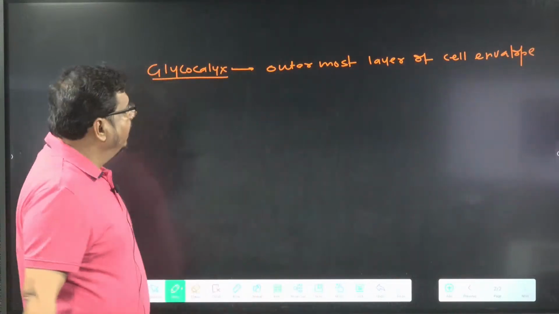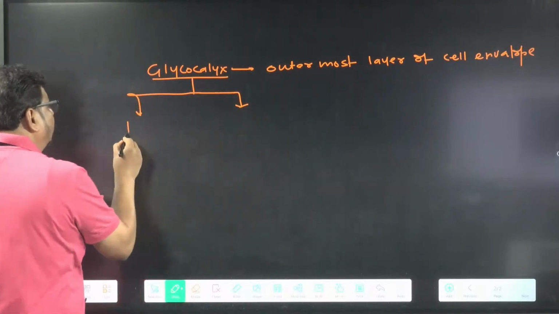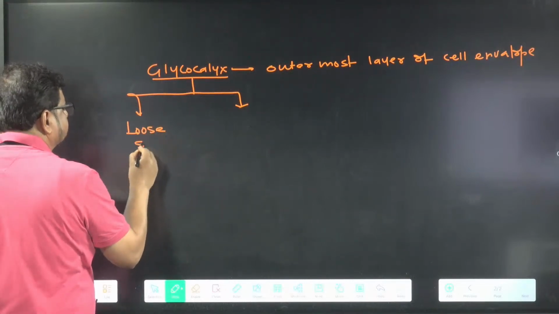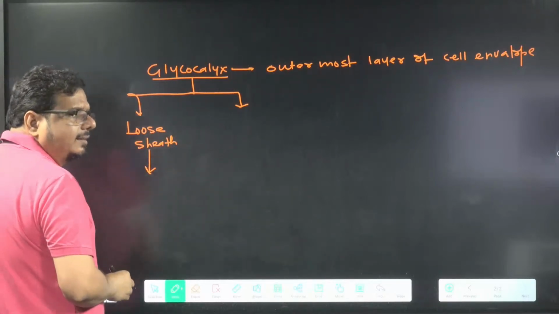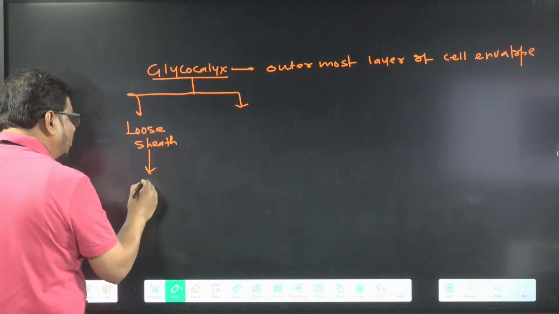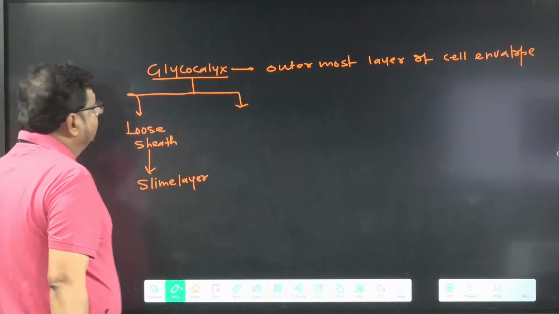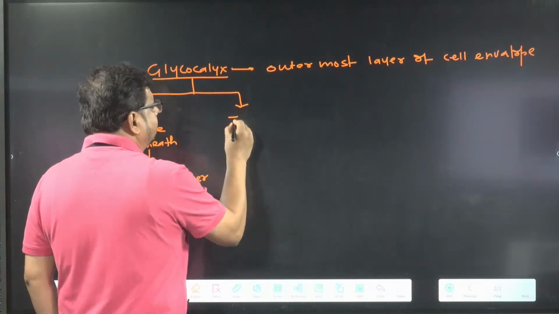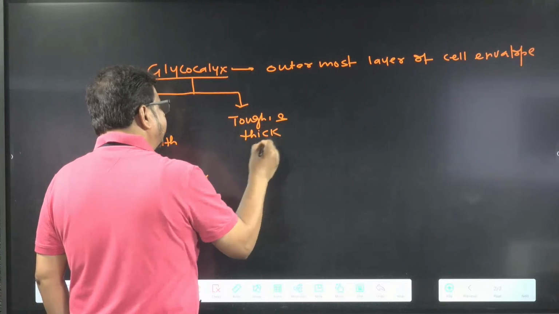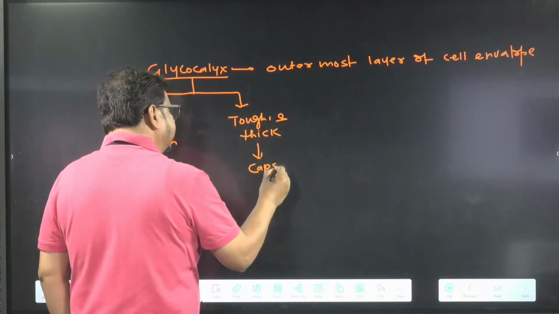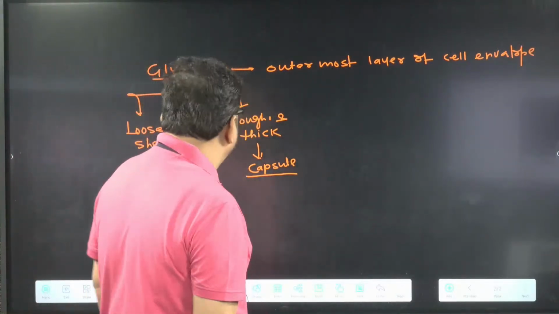It is the outermost layer of the cell envelope, and the glycocalyx may be present as a loose sheath-like structure. Getting the things or not? When it is present as a loose sheath, it is called the slime layer. And when the glycocalyx is tough and thick, it is called a capsule. When a capsule is present in bacteria, it is called a capsulated bacterium. Getting the things or not?